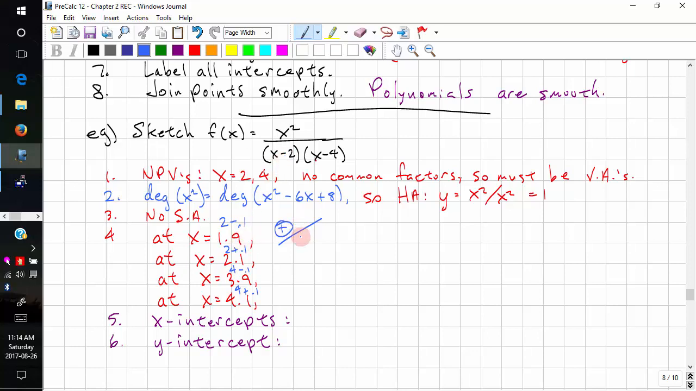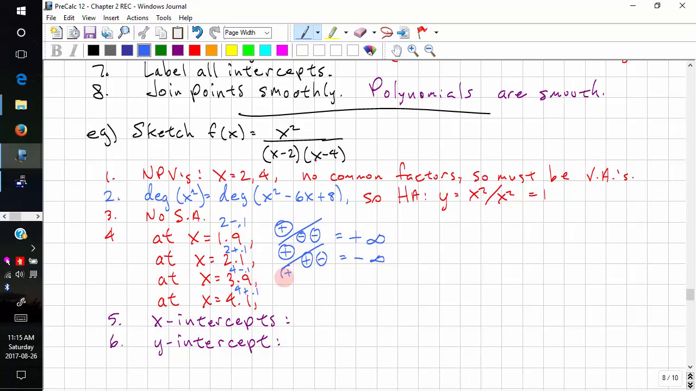1.9 minus 2, that's a negative. 1.9 minus 4, that's negative. So we have two negative signs. This means it's going to positive infinity. 2.1, again, the numerator is going to be positive. 2.1 minus 2, that's positive. 2.1 minus 4, that's negative. We have one negative sign, so it's going to negative infinity. Remember, if there's an even number of negative signs, it's positive. If there's an odd number of negative signs, the result is negative.